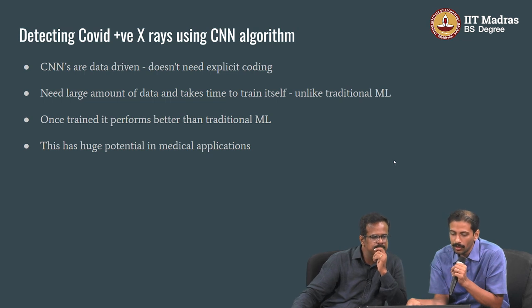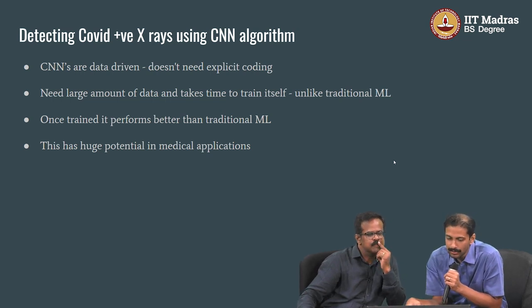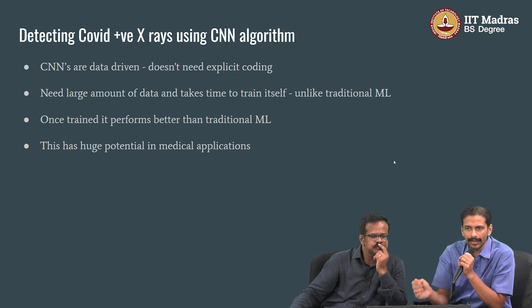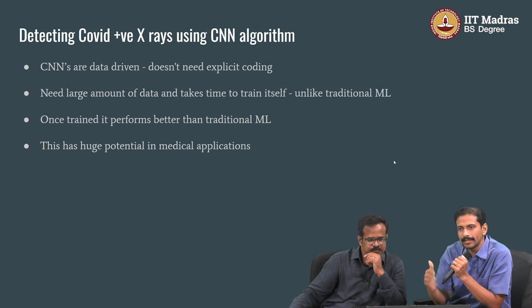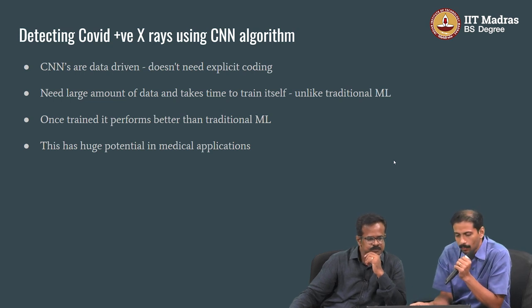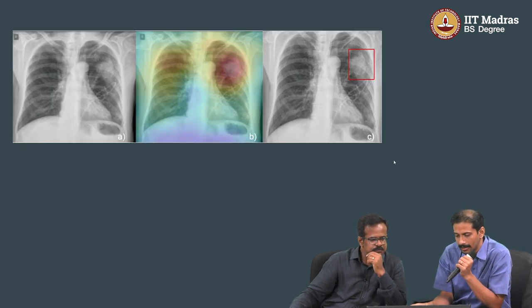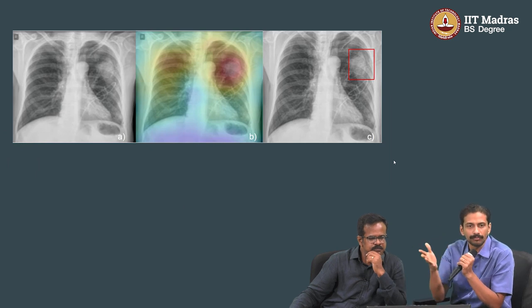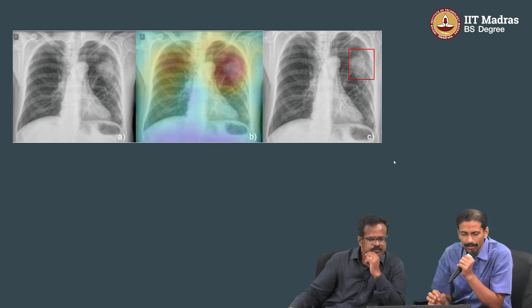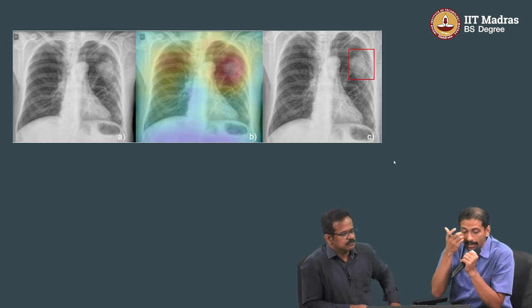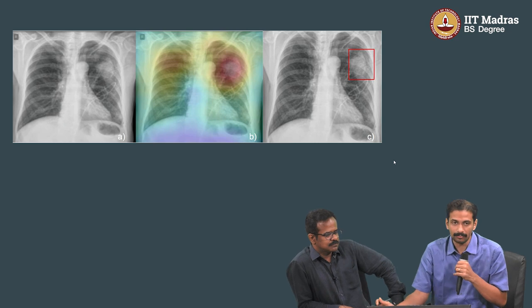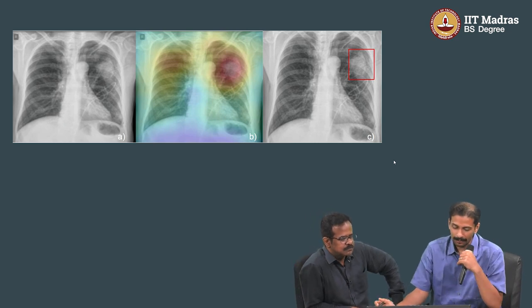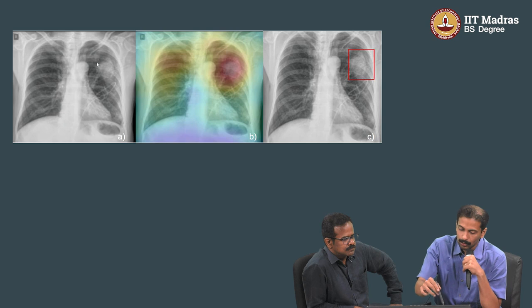And there is one more example I wanted to tell you: during COVID, everyone tried, and we also tried using our X-ray data to train the CNN. What we did was we used positive COVID X-rays and negative X-rays to train the model. And the model was performing. This was done by one of my colleagues, not directly me, but I was also associated. It was able to localize the lesion.